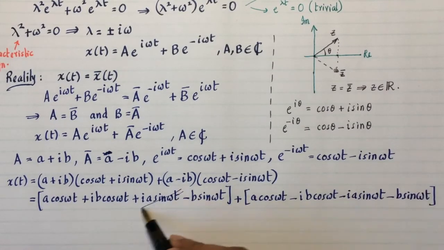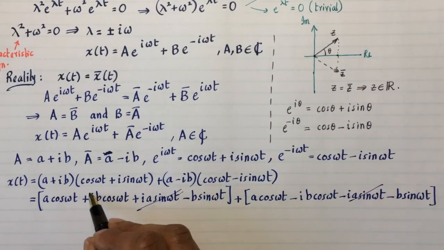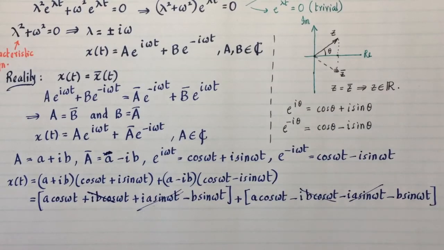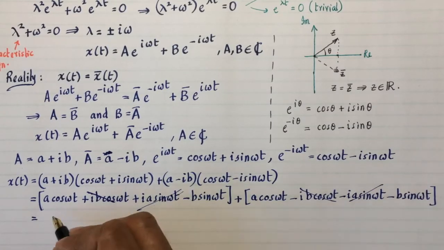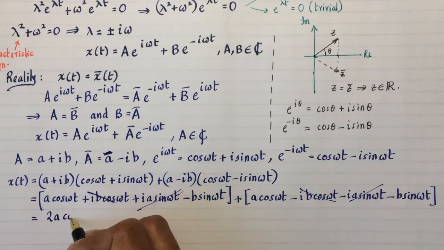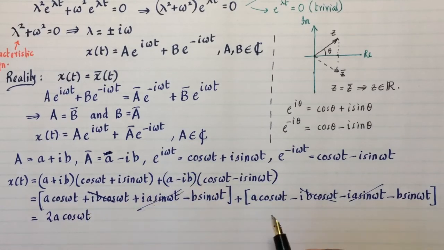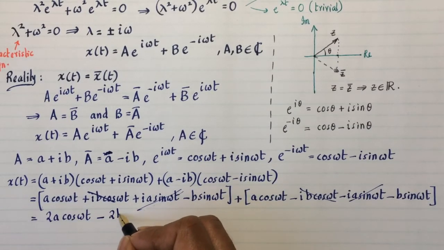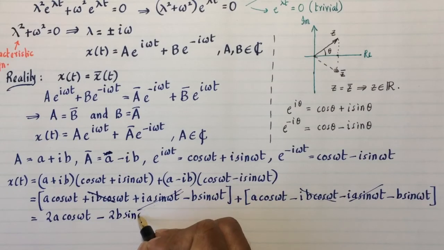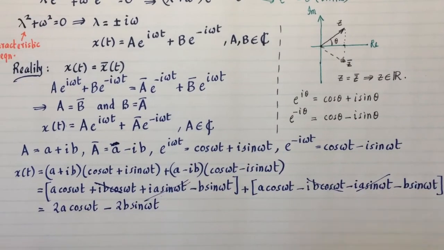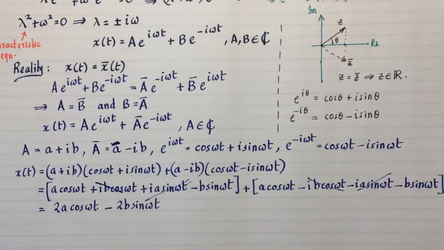So correct, we see that, sure enough, we lose all the imaginary things and we just have real objects. So I have a cosine omega t, a cosine omega t. So that's 2A cosine omega t. And then I have B and B. So that's minus 2B sine omega t. So that gives you everything in terms of cosine and sine.